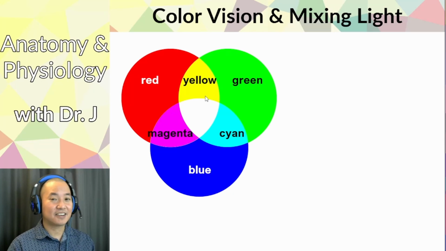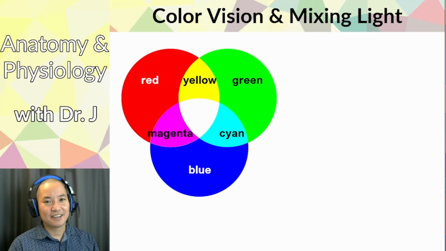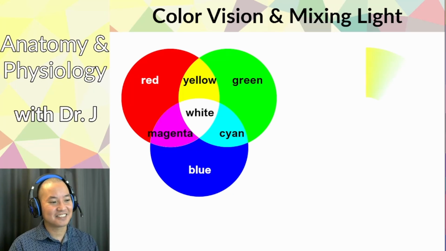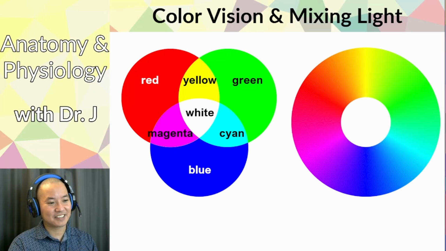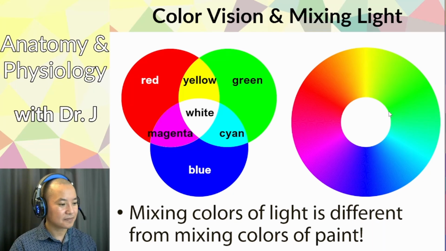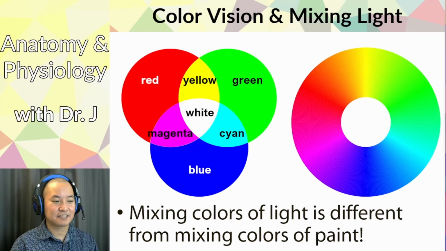And then when you mix all 3 together, if you remember all the way back to art class where you mixed all the paints together and made this weird grayish brown color, well, if you mix red, green, and blue light, then you get white. So the big thing, again, if you've done graphic arts or anything computer related, is why you have that color wheel. It's different than the color wheel you learned in art class and painting. My big point is that mixing colors of light is different from mixing colors of paint.